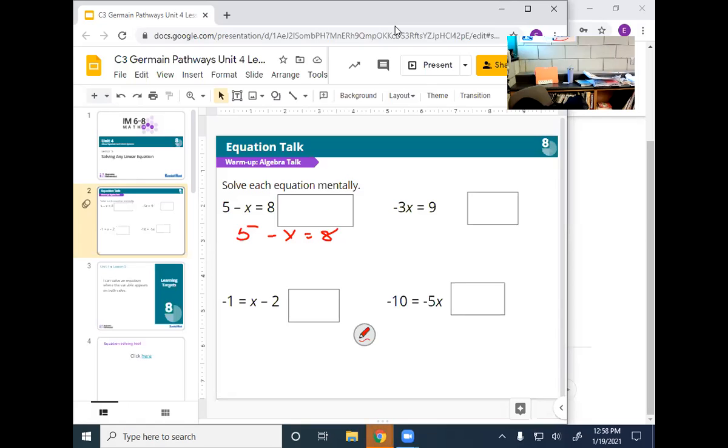Plus x. But since there's no number, x by itself would technically be 1, wouldn't it be? So we could move x over to the other side by adding x. Good. We would be left with 5 is equal to 8 plus x. Okay, good. And then how do I get the x by itself now? I need to move that constant, that number not attached to the x. How do we do that?